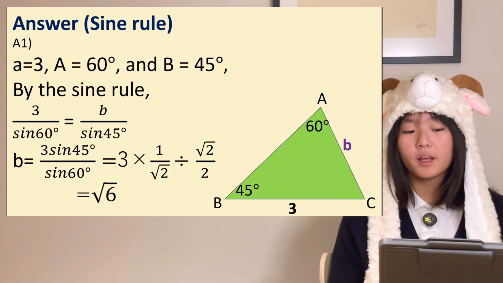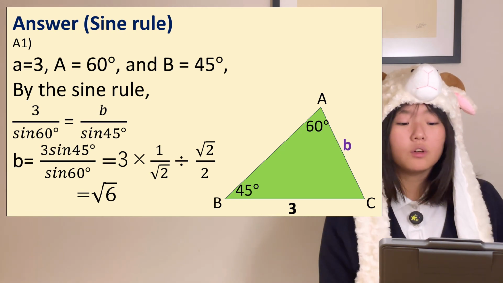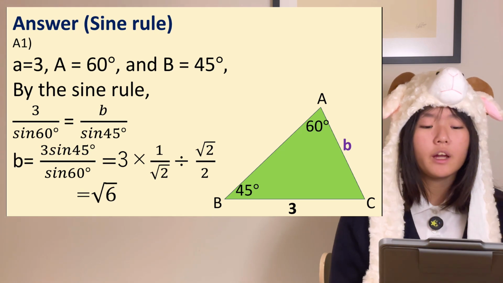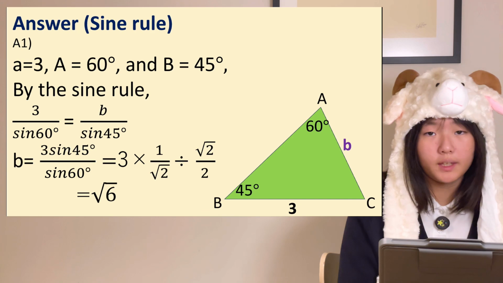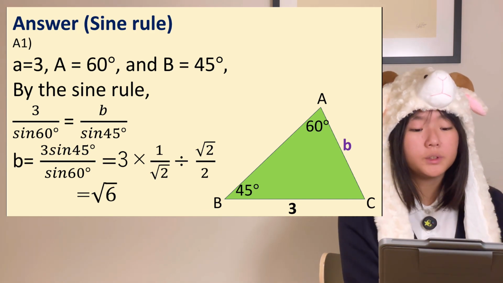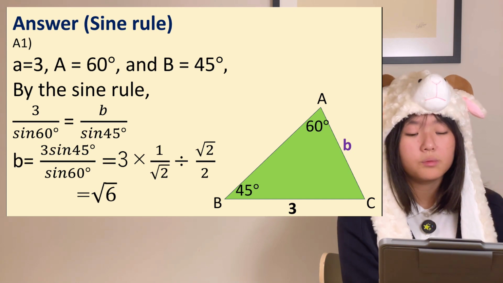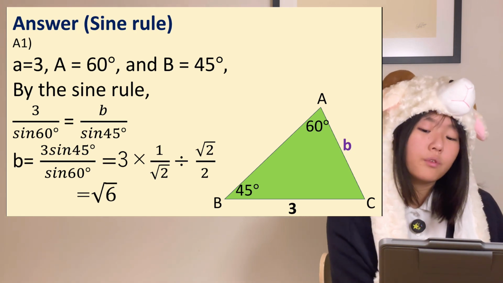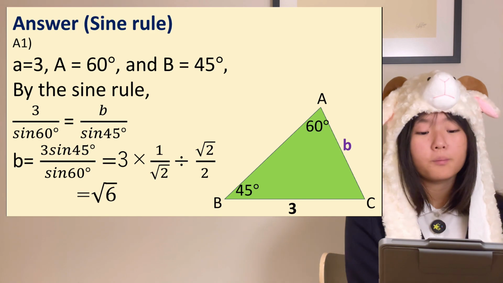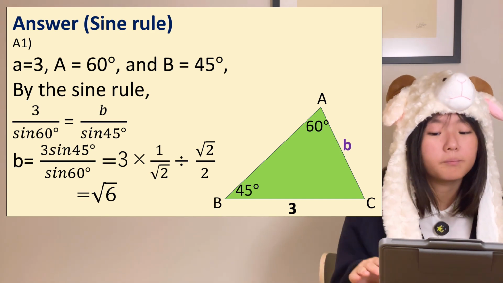The answer to number 1 is, using the sine rule, 3 over sine 60 equals b over sine 45. So to get rid of the sine 45 degrees on the denominator, you can just multiply everything by it. So then b would equal 3 times sine 45 degrees over sine 60 degrees, which equals 3 times 1 over the square root of 2, divided by the square root of 3 over 2, which equals the square root of 6.